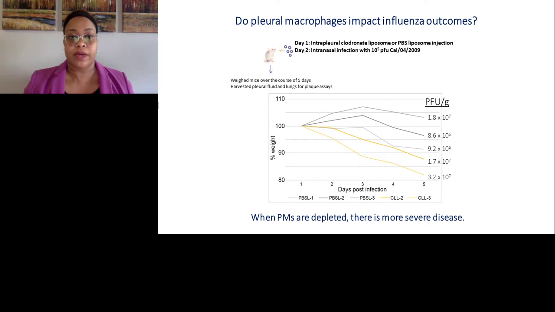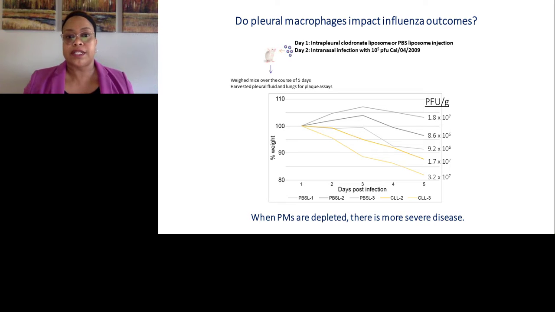So with that in hand, we went ahead and did an experiment where we do intrapleural injections of the clodronate liposomes versus our control liposomes. And then a day later, we infect with our mild flu strain, the California 09. And then we weighed the mice over the course of 5 days. And we found that in the case of the mice that had their pleural macrophages depleted, they lost weight more quickly than the mice that had the control liposomes, implying that the pleural macrophages do serve a protective function in influenza.